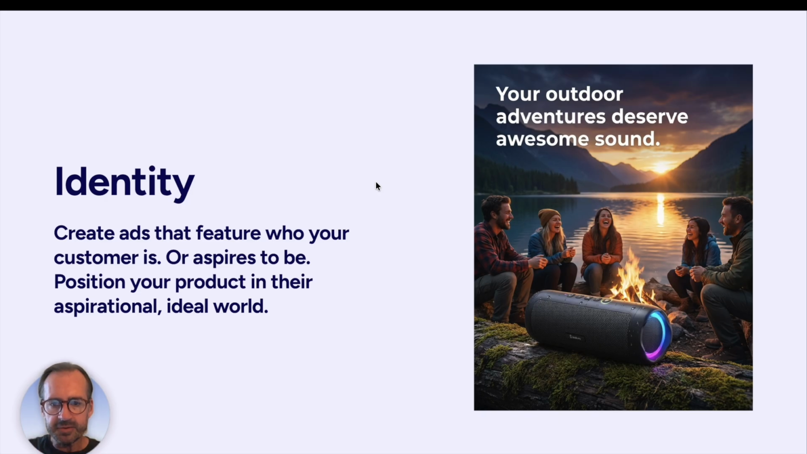Today we're going to go through 15 proven effective static ad hooks and angles that are going to drive traffic through to your store and convert to sales. Let's get stuck in. Our first angle is identity.